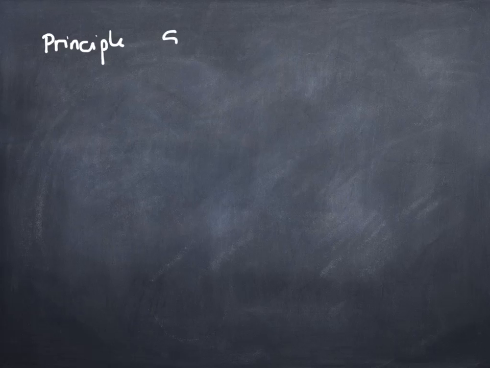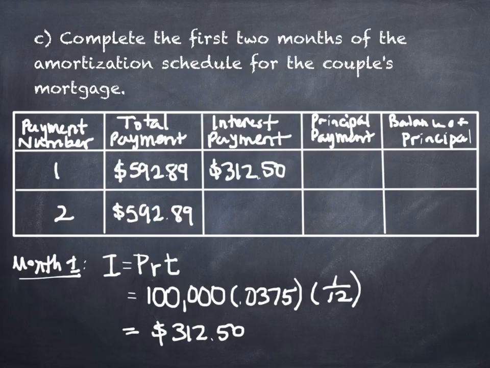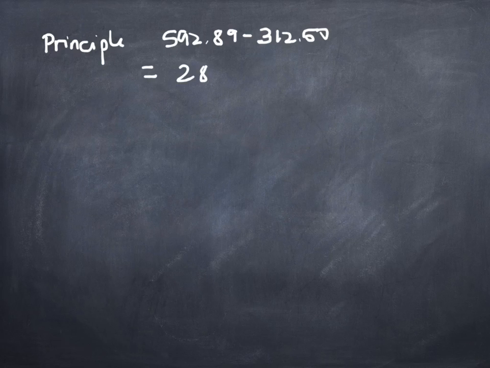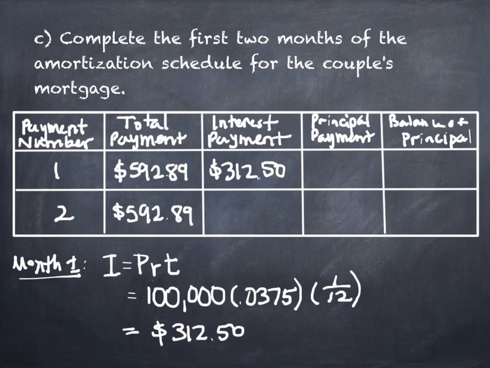which means my principal payment would be the amount of my payment, $592.89, minus the amount that's going towards interest, which was $312.50. I apologize, I wrote that down wrong. And that equals $280.39.